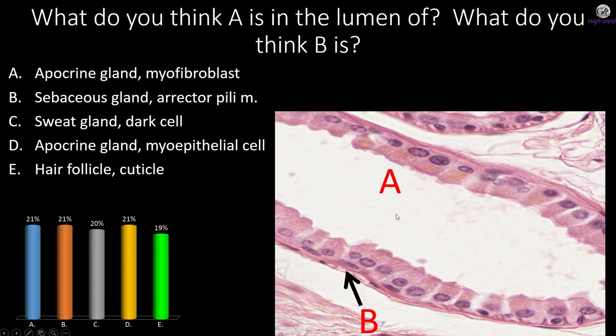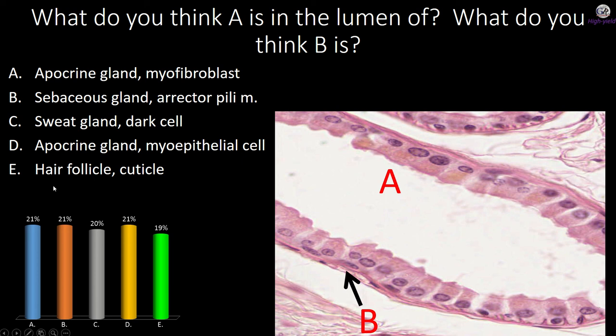Okay, what do you think A is in the lumen of, and what do you think B is? B is an advanced question. So A is in the lumen of a gland. I know that because these are kind of cuboidal shaped cells, and they look like they are bordering each other. It could be a duct, but at this point, looking at my choices here, I got a lot of glands. I don't have any ducts.